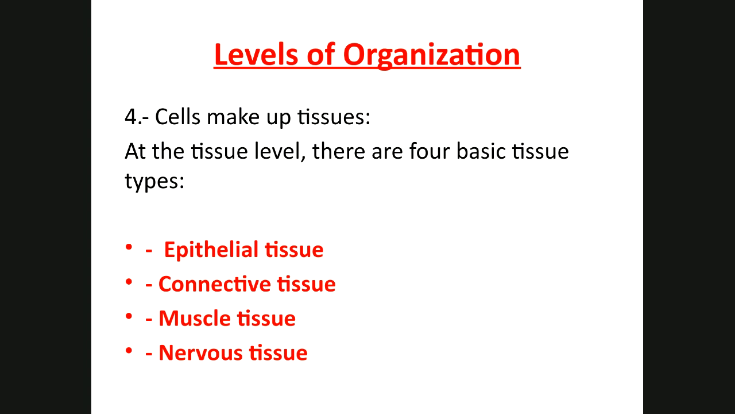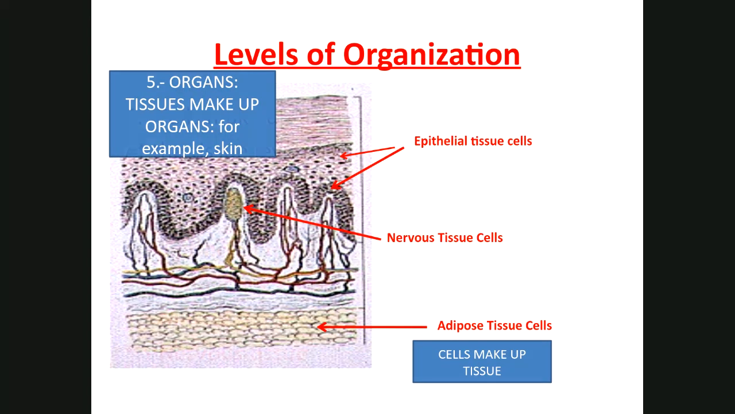There are four large categories of tissues that are found in the body: epithelial tissue, connective tissue, muscle tissue, and nervous tissue. Chapter 4 is going to deal with tissues, and we'll come back and look at the subcategories of each of these types of tissues. Tissues are going to combine to make organs. So organs are made of all four different types of tissues. For example, the skin, which is what is depicted in this picture, is made of epithelial tissue up here on the top.